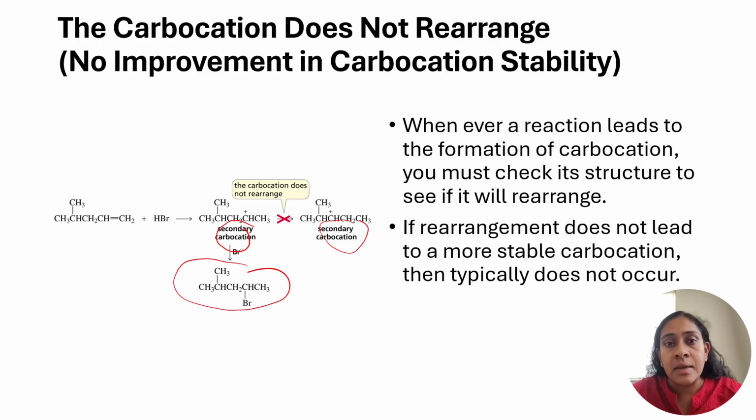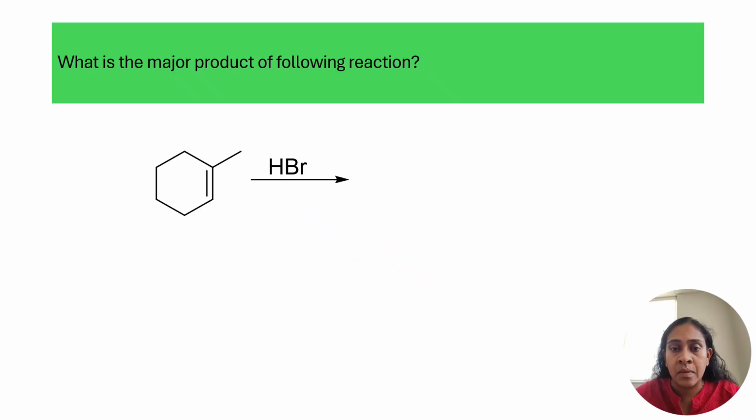This gives us an important problem-solving rule. Whenever a carbocation forms, check the neighboring carbons for a possible hydride or alkyl shift. But do not perform a rearrangement automatically. Ask whether the proposed rearrangement actually produces a more stable carbocation. If it does not, the carbocation will typically remain where it is.